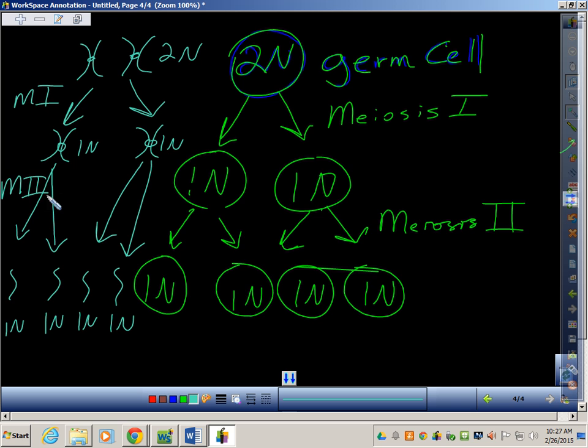Which of these, meiosis 1 or meiosis 2, is the most like mitosis? What do you guys think? 1 or 2? 2. Here's why 2. In 2, does my chromosome number change? No. I'm dividing my chromatids in 2, right? 1 is completely different. In 1, I'm actually separating my chromosomes, cutting my genetic information in half. Big difference.